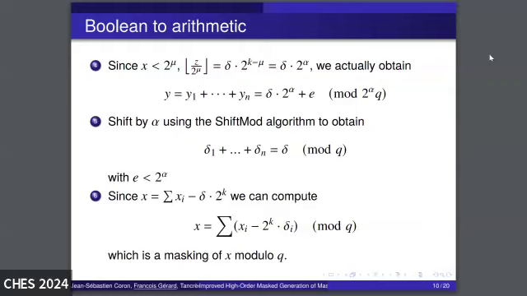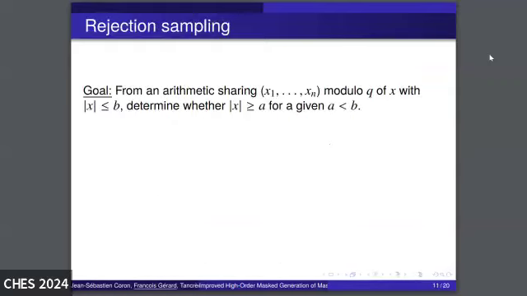So this is the first technique we introduced in the paper, which is an efficient conversion from Boolean to arithmetic, which is independent in complexity of the modulus q. The second part was the rejection sampling. So for rejection sampling, what you want is to check if you're above or below a bound, knowing that your value is bounded by another bound b. So you know that your value is not bigger than b in absolute value, and you want to know if it's below a or above a.